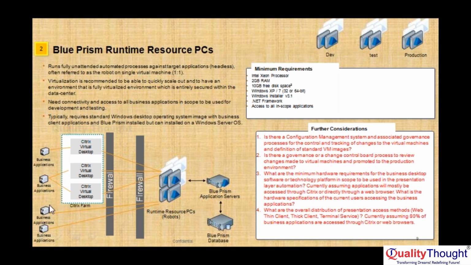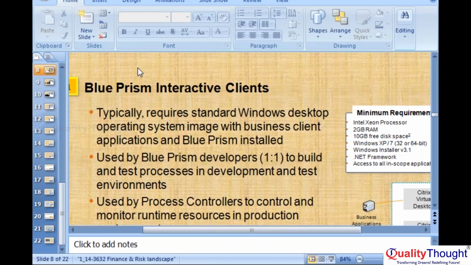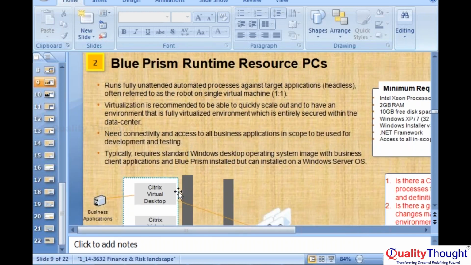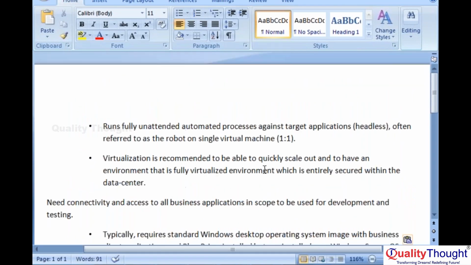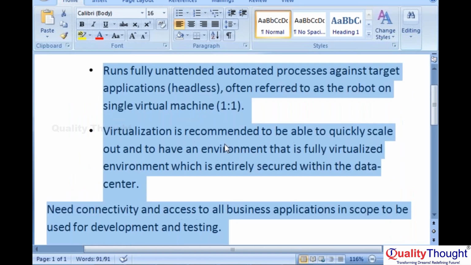It will interact with source and target applications, through direct connectivity or Citrix connectivity. It will receive the request and talk to the control room. Control room will send a request to the application server. Application server will send a request to the database server. So this is the runtime resource purpose, for the people who are not able to see this.